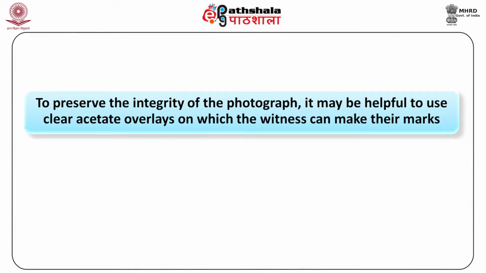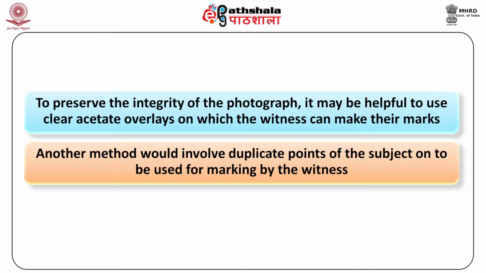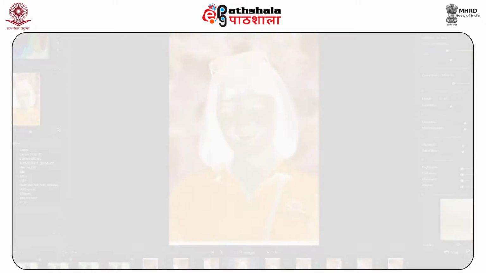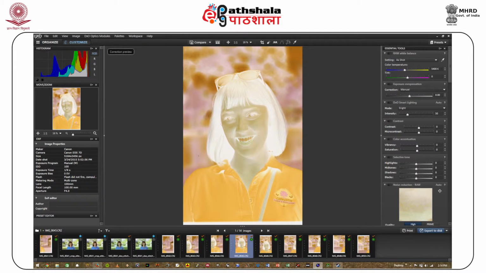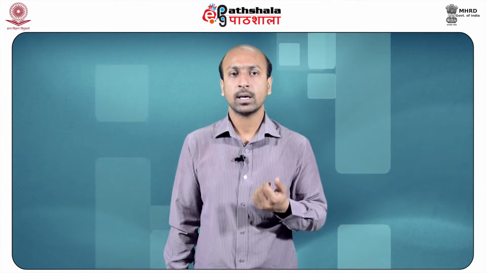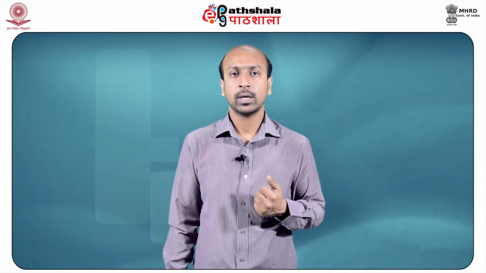To preserve the integrity of the photograph, it may be helpful to use clear acetate overlays on which the witness can make their marks. Another method would involve duplicate prints of the subject to be used for marking by the witness. Another type of mark that may be objectionable is a defect in the negative that produces artifacts on the print. These marks can appear as light or dark spots or even clouded images.